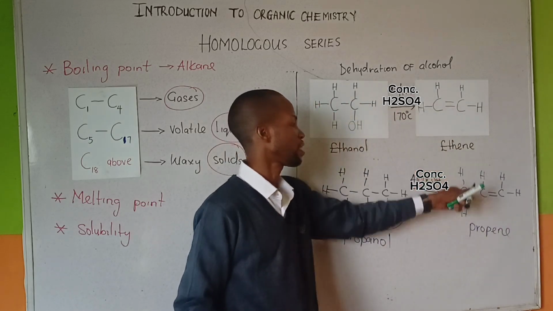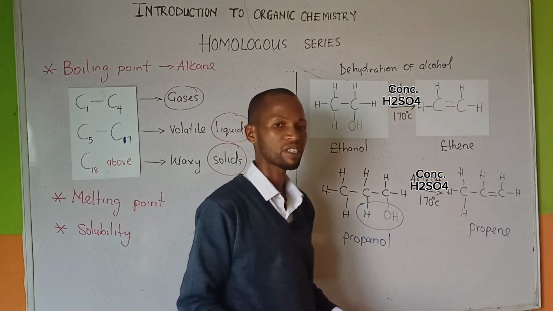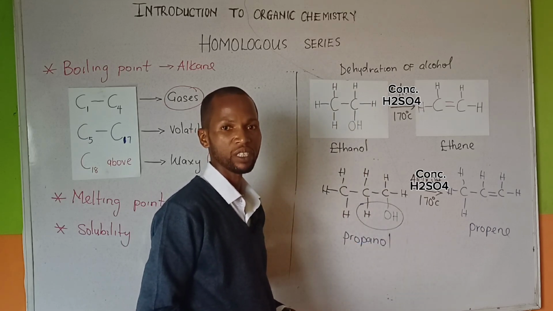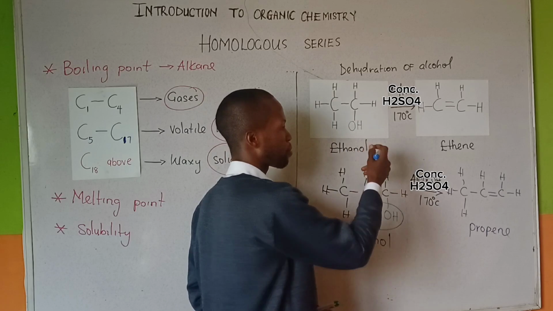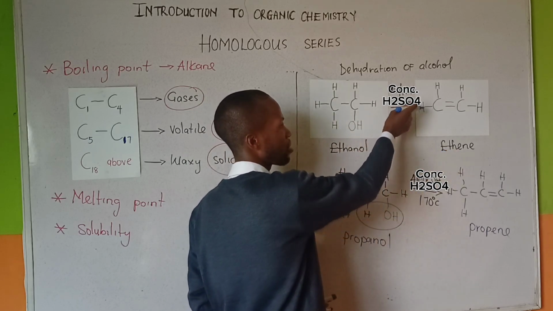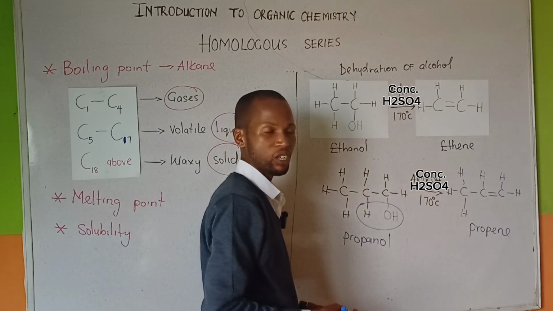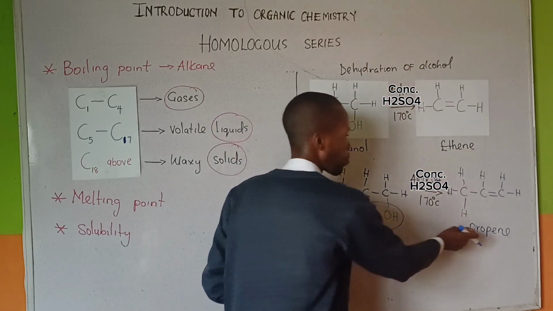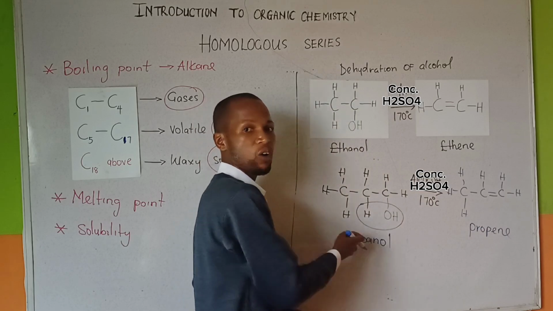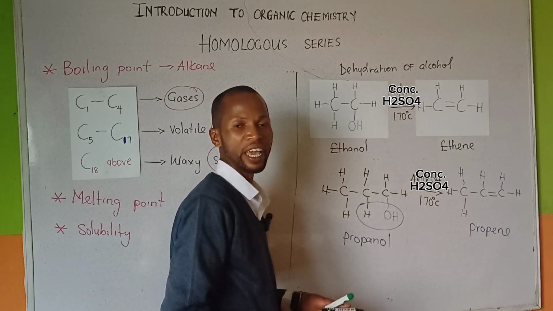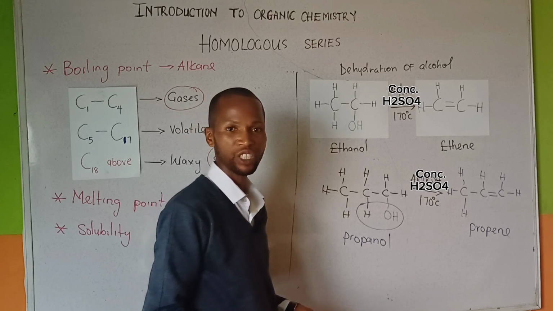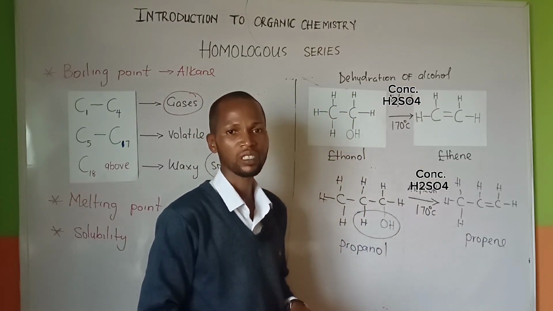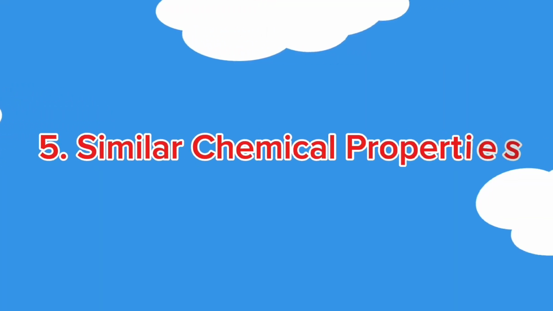The ethene and propene are in the same homologous series, while ethanol and propanol are also found in the same homologous series. So ethene is being prepared using the same method, which is what? Dehydration to form ethene, while propene is prepared from propanol by what? Dehydration as well. So they have similar methods of preparation.